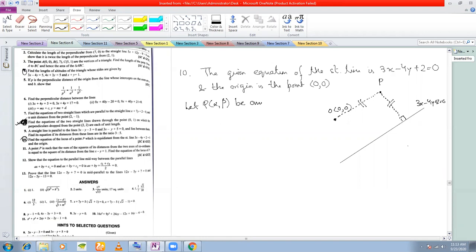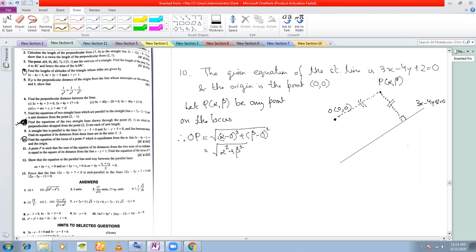Let P be any point on the locus. So let us take this point P as (alpha, beta). What is the distance OP? The distance between O and P is the square root of (alpha minus 0) square plus (beta minus 0) square, which is the square root of alpha square plus beta square. So this is the distance OP.